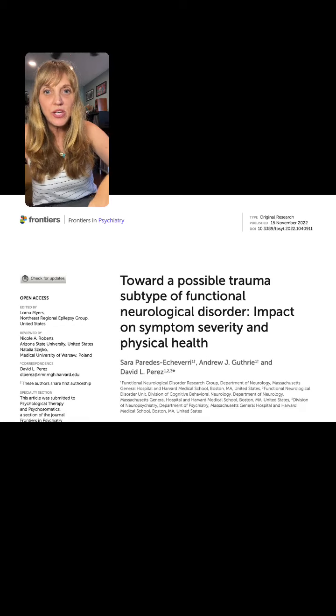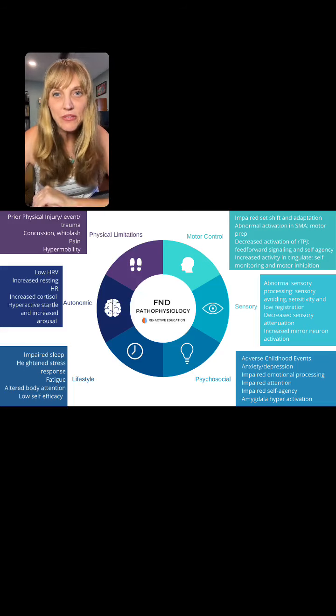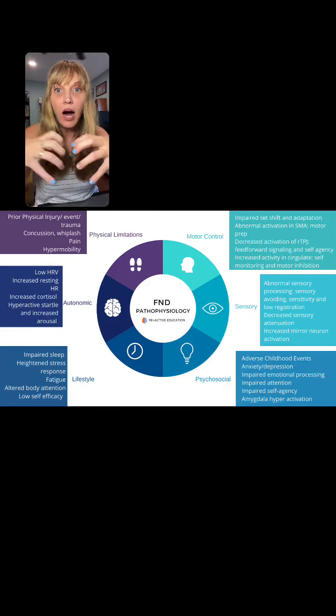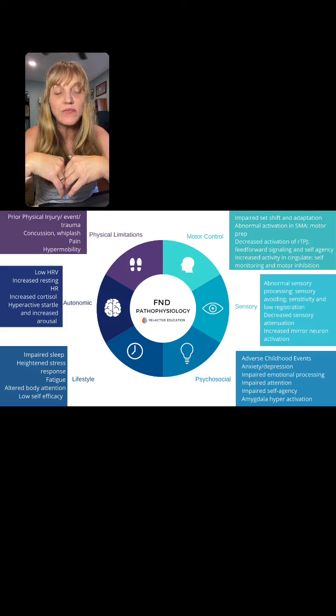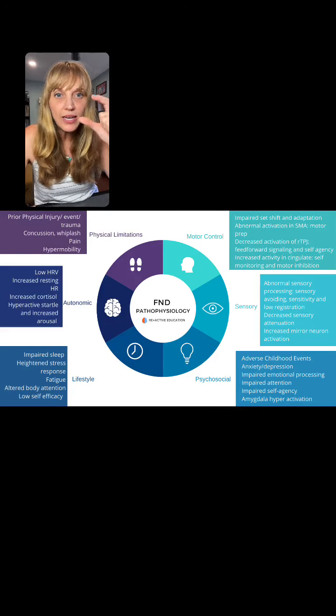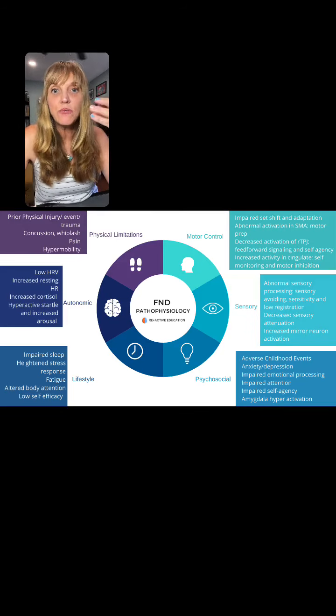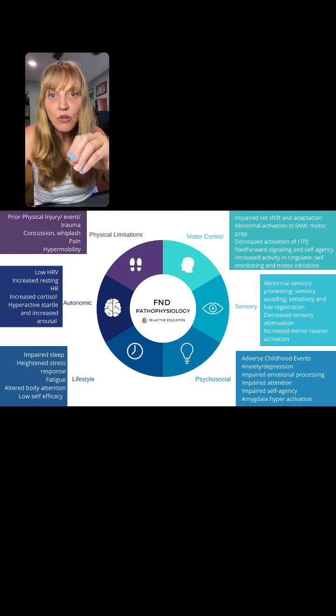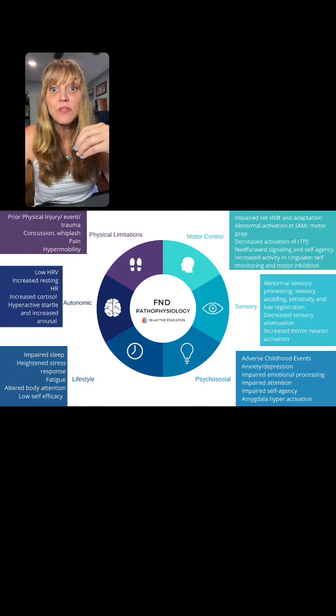So I want to share one of our pie charts, which is the pathophysiology pie chart. This is how the pie chart was created: us going through the literature, reading a lot of these studies, looking for underlying mechanisms and categorizing those. In each of these boxes are little one-line summaries of different studies that found motor control changes contributing to symptoms, sensory changes, which is a really big one, psychosocial pieces, so those are some of the things that I just talked about, lifestyle component, autonomic, and physical limitations.